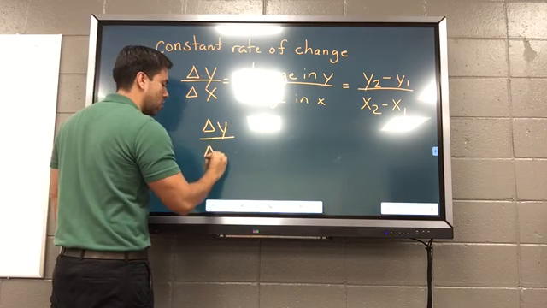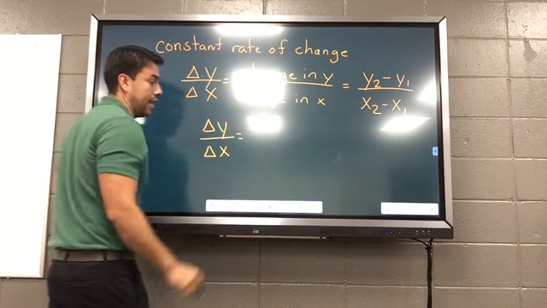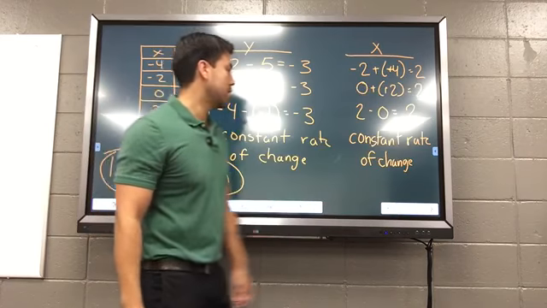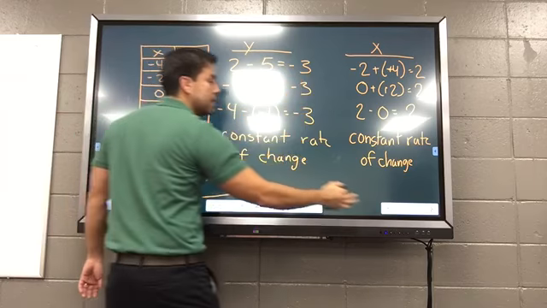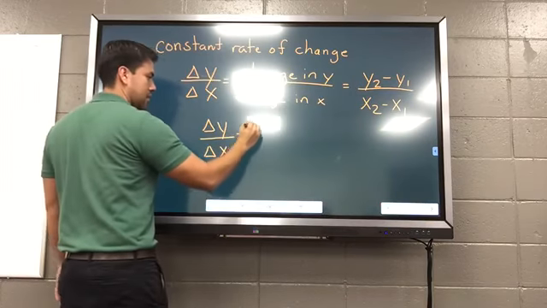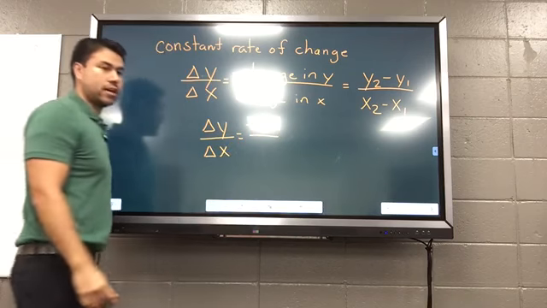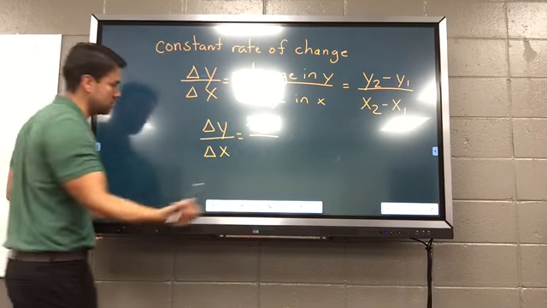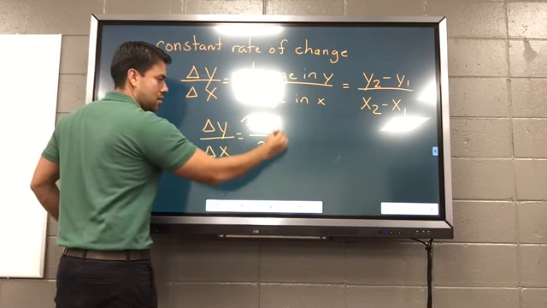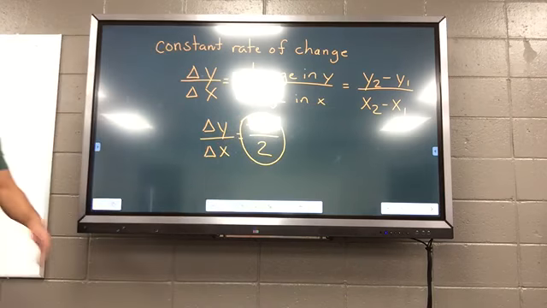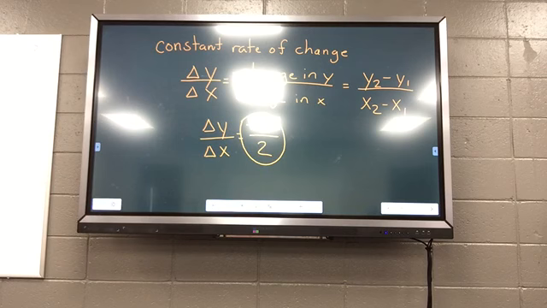What was the change in y over the change in x in our previous problem? What was that constant rate of change for the y? -3. What was the constant rate of change for the x values? +2. Guess what the slope was? -3/2. We're going to talk about that more tomorrow. Today we're going to kind of keep it simple. We're just seeing if they're linear or not.